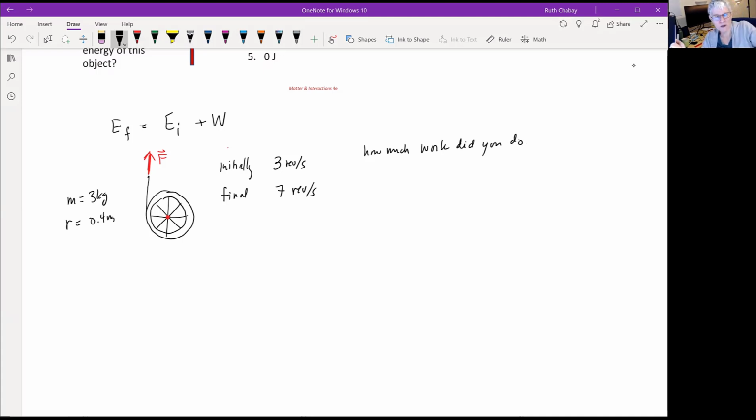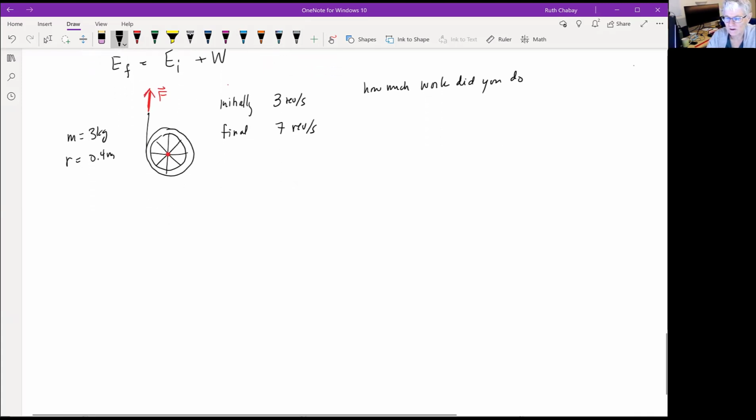So you pulled up, made it go faster. How much work did you do? Well, the center of mass is stationary, so all we have here is this rotational kinetic energy. If we write E final is E initial plus work, we have a half I omega final squared equals a half I omega initial squared plus however much work you did.